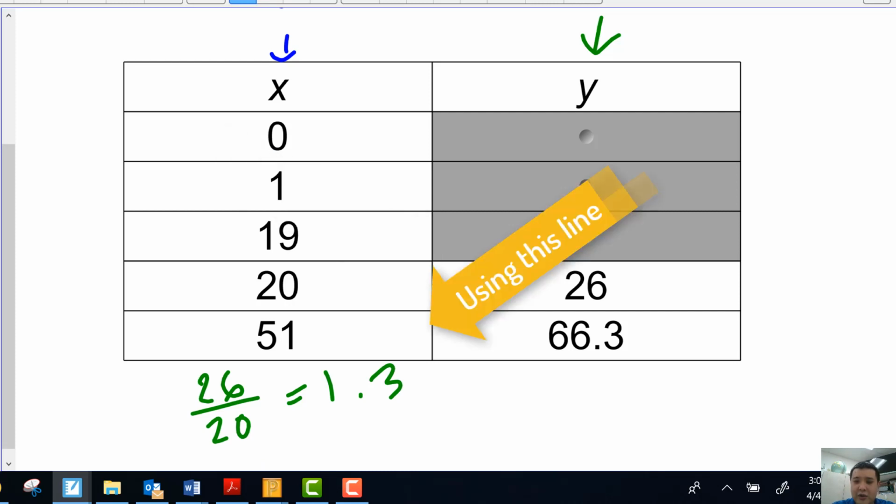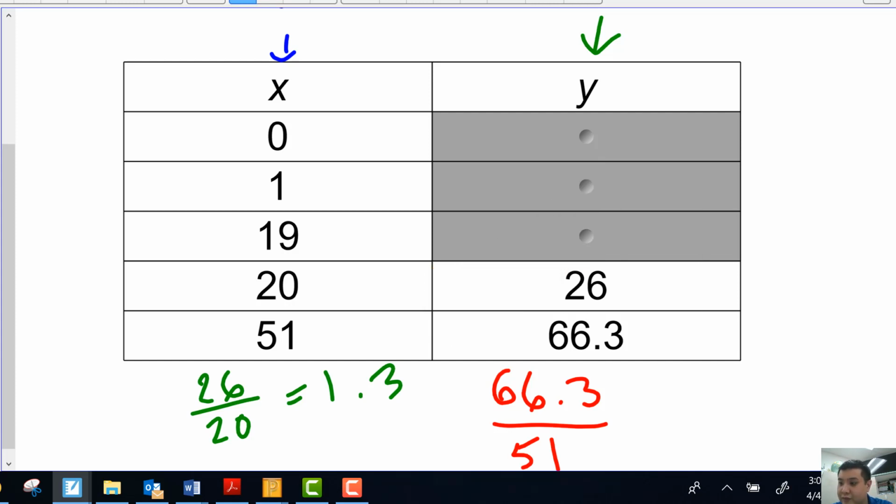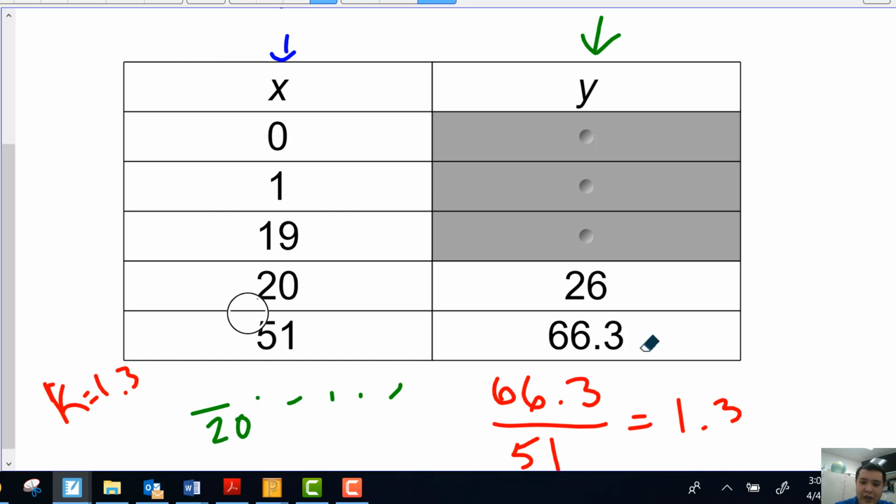Okay, so we're going to do the y, which is 66.3 divided by 51. And according to the calculator, that is 1.3 as well. So our constant of proportionality, or our k value, is 1.3.